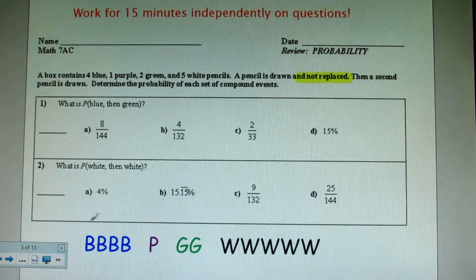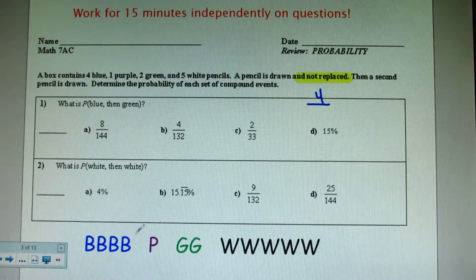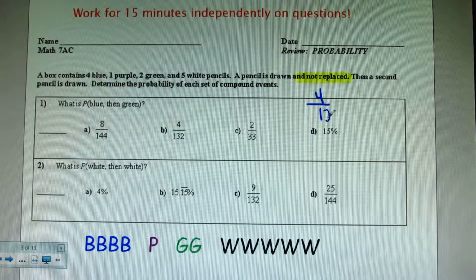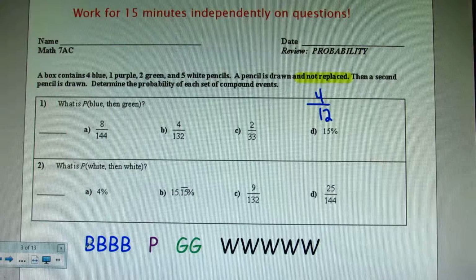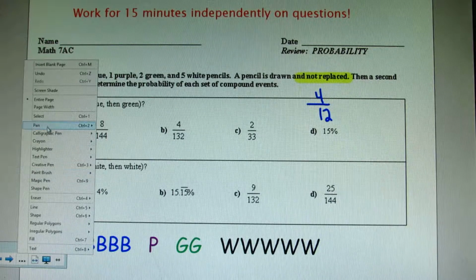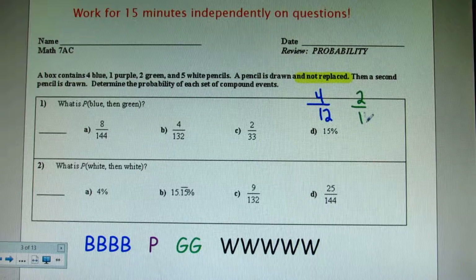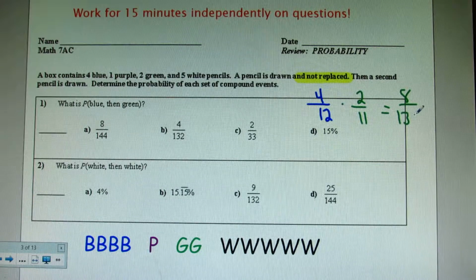So my chance of picking a blue one right now are 4 out of 12. And again, I'm going to take my finger and kind of cover up one of the blues, and now I'm looking how many greens are there because I want to pick green next. Okay, so there's 2 greens out of, now there's not 12 because I kind of used one of the blues. Now there's only 11.